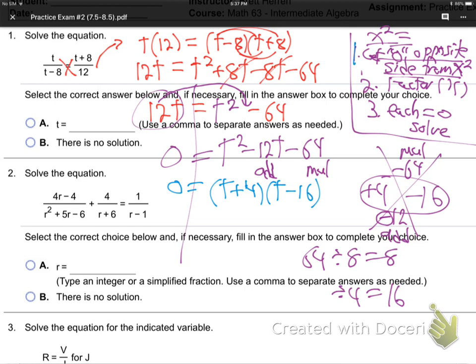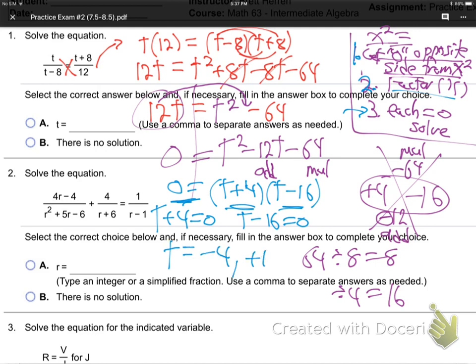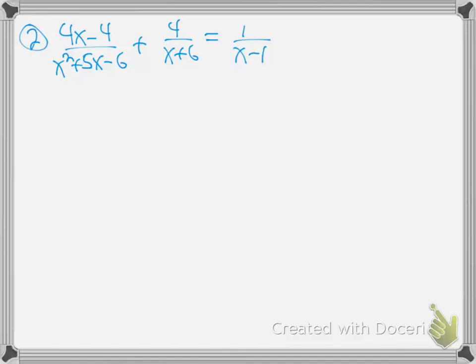So that's step 1, get a 0. Step 2, factor with the parentheses, got it. Step 3 now, each one equals 0. Because these are two things multiplying to equal 0, either one could be 0 to make that true. So t plus 4 could be 0 itself, or t minus 16 could be 0. That means t is minus 4 or plus 16. When you jump it to the other side, they switch signs. Two answers, minus 4 and plus 16. There's number 1.